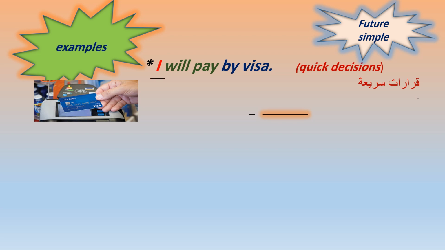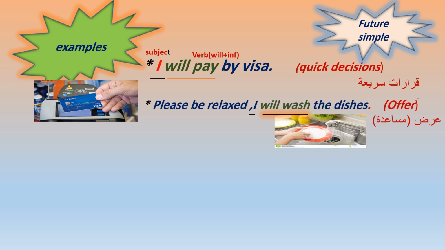What is the subject here? I is the subject, will pay is the verb, and the form of the verb is will plus infinitive, will زائد المصدر. Number 2, please be relaxed. I will wash the dishes. الرجاء كوني مرتاحة، أنا سوف أغسل الأطباق. This is an offer. هذا عرض مساعدة ربما، فبالتالي استخدمت أيضا the future simple tense.